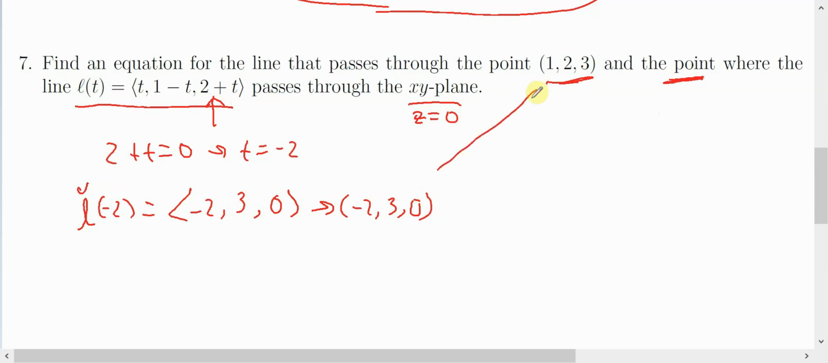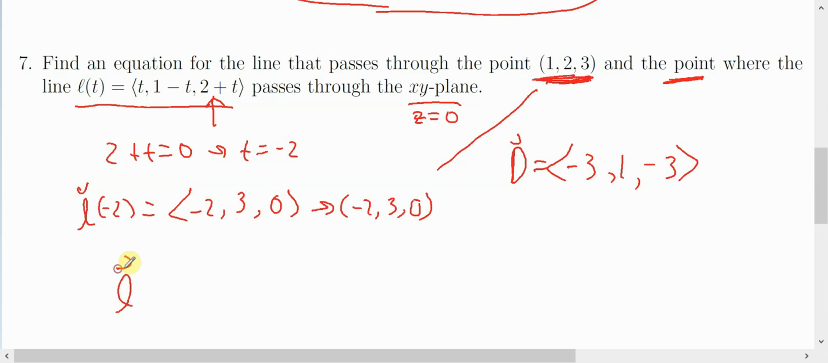So now I've got these two points. I can find the direction vector based on those. It doesn't matter which direction you go. I'm going to say -2 minus 1, that's -3, 3 minus 2 is 1, 0 minus 3 is -3. You could also have done it the other way, which would just reverse the signs of this vector. You can take any nonzero multiple of this and it would still be your direction vector. I'm going to use this one, and I'll use the original point that was given, but you could use the point we generated as well.